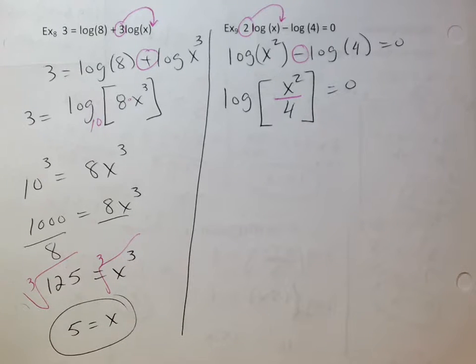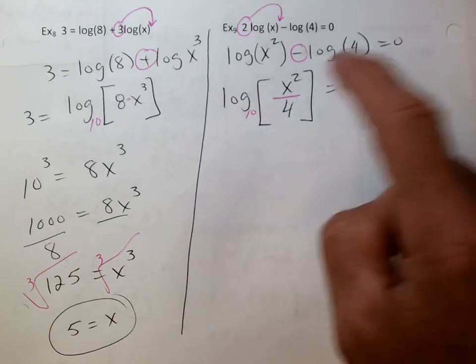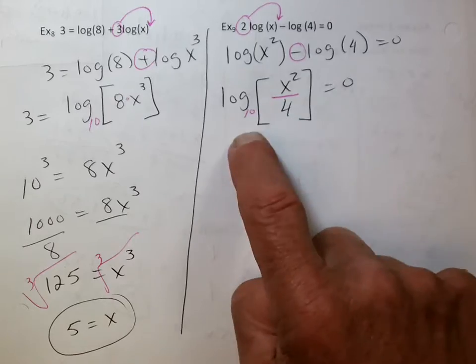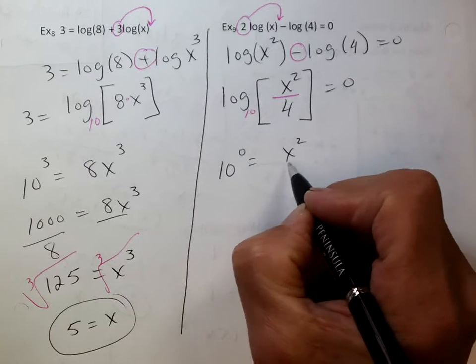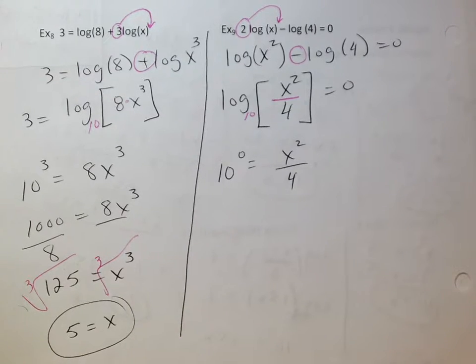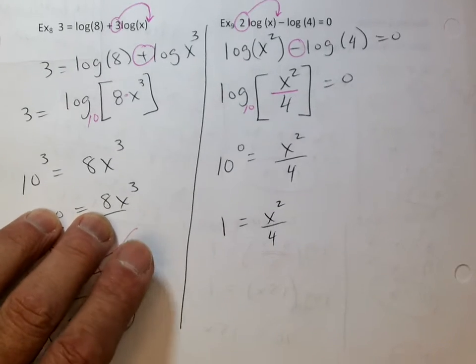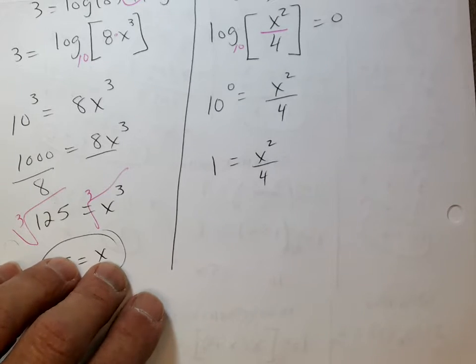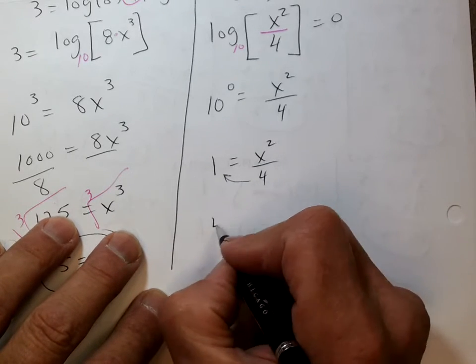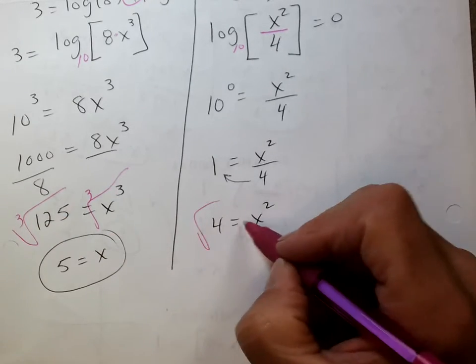What's my hidden base? 10, right? Hidden base is 10. So let's go 10 to the 0 power equals what's inside. So 10 to the 0 power equals x squared over 4. Anything to the 0 power is 1, right? So we've got 1 equals x squared over 4. Multiply by 4. We've got 4 equals x squared. Square root, square root.